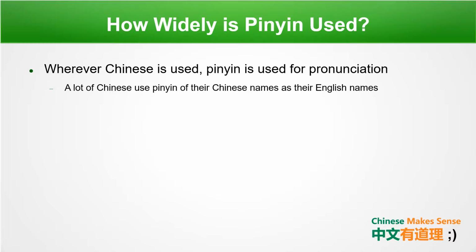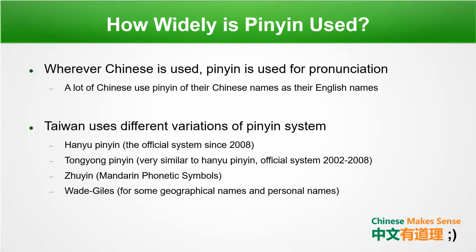How widely is Pinyin used? Wherever Chinese is used, Pinyin is used for pronunciation. A lot of Chinese also use Pinyin of their Chinese names as their English names. Taiwan has used many different variations of the Pinyin system, so it's a cluttered mess. Hanyu Pinyin has been the official system since 2008. Tongyong Pinyin is very similar to Hanyu Pinyin and was the official system from 2002 to 2008. Zhuyin has Mandarin phonetic symbols, and Wade-Giles is for some geographical names and personal names.